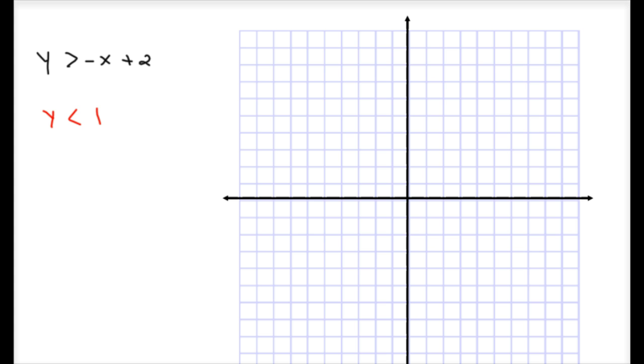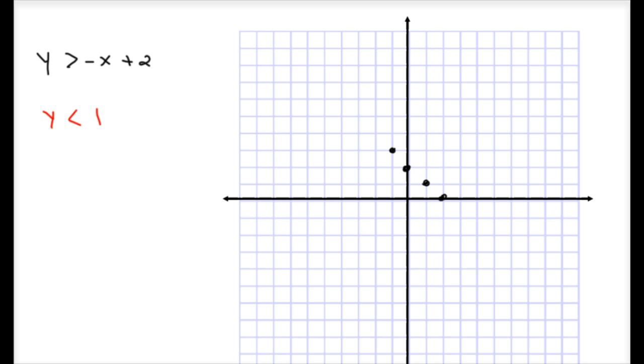All right, so one more equation. y is greater than negative x plus 2, and y is less than 1. Graphing my first one here, my y-intercept is positive 2. 1, 2, there's my y-intercept. y is greater than negative 1x. My slope is negative 1, so I'm going to go down 1, right 1, down 1, right 1, or up 1, left 1. And I'm going to draw a line.